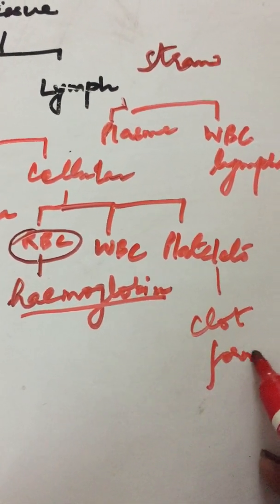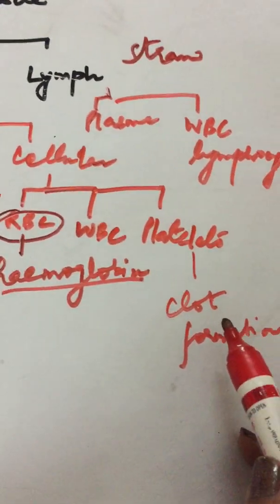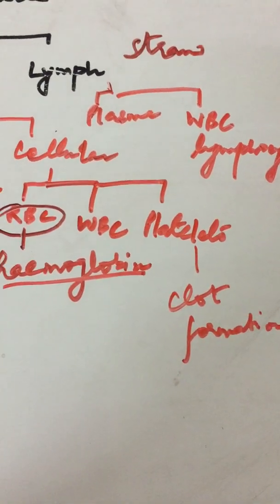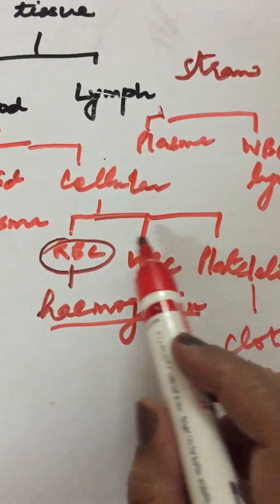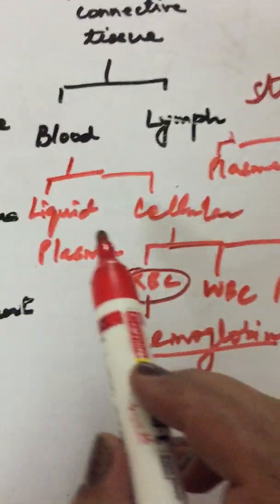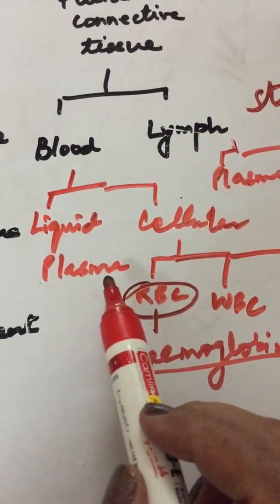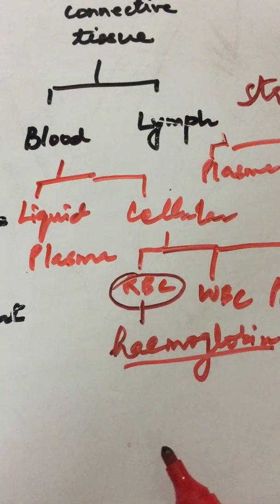Whenever you fall down and you cut your skin, the blood starts oozing out. After some time, bleeding stops because what is formed there? A clot. So platelets help in clot formation. And the functions of RBC, WBC, platelets and plasma, which is carrying antibodies and many such nutrients, all together comprise the functions of blood.